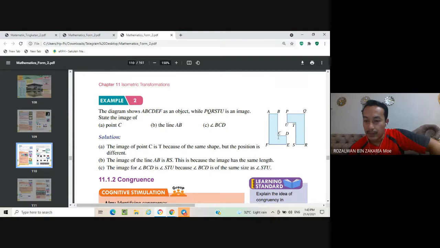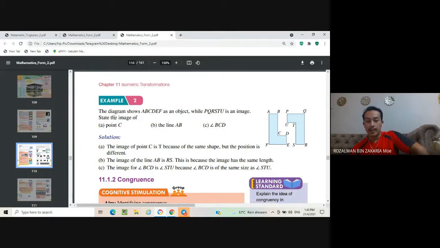So you have to know, okay, this is the object, this is the image, after going through transformation. So the point C here. If you look at this one, D is the object, the image for point D is U. Then C is the object, the image for the point C is T. Okay, the image of the point C is T because it is the same shape but the position is different.